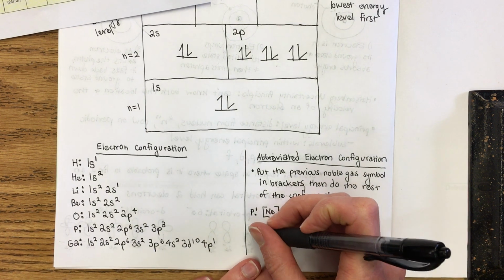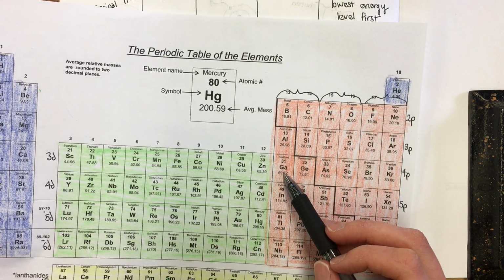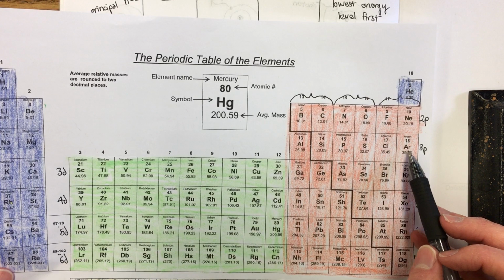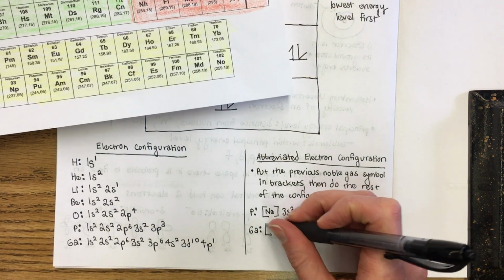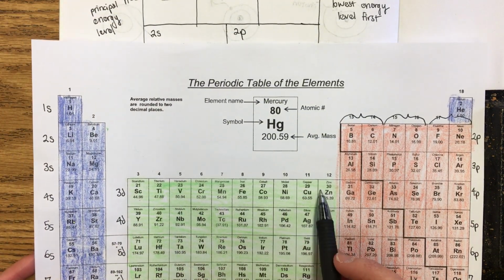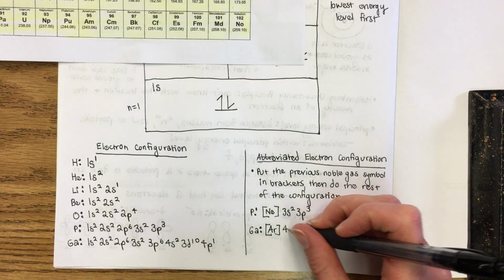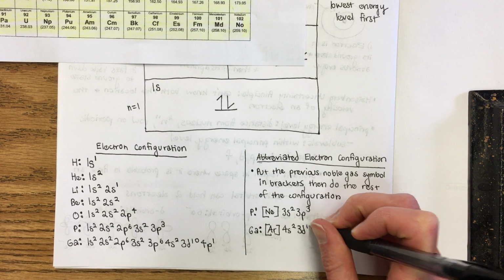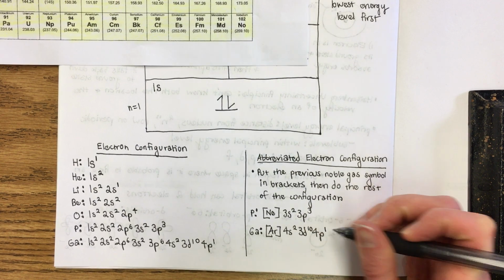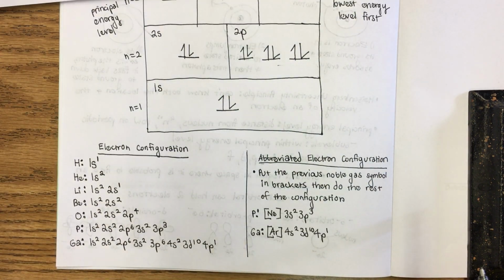Let's do gallium. So gallium's right here. Noble gas before gallium is argon. So we do argon in brackets, and then it's going to be 4s2, 3d10, 4p1. Okay. And yeah, that's how you do electron configurations.